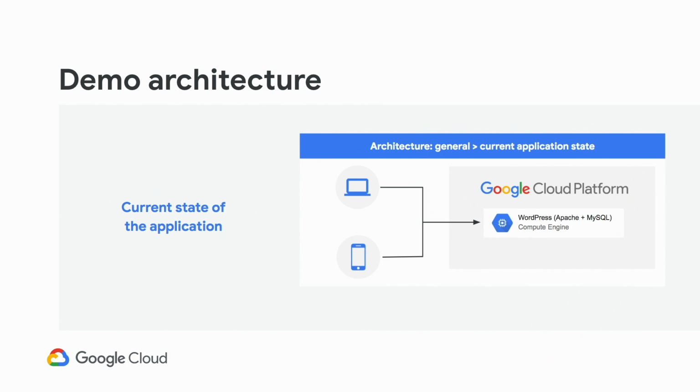Let's see it in action. The demo architecture that we have right now is the following. We have an instance running WordPress with Apache and MySQL on Compute Engine. You can access it from mobile or your desktop. What we want to have is the following. We want to change it so that Apache runs on its own, and only MySQL runs on Cloud SQL. The MySQL on the Compute Engine is going to be disabled, and then you're going to have your database running on Cloud SQL. That way you can scale your database without having to scale your application server, dividing the responsibilities.